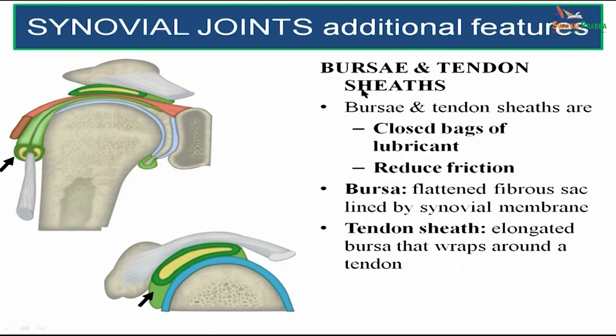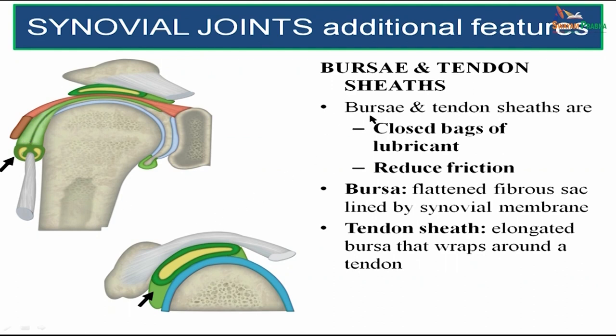In addition, synovial joints show some additional features, bursae and tendon sheaths. What are bursae and tendon sheaths? If you look at this picture, this is a tendon, this is the bone, and in between we are finding this structure which is like a bag. Here again, this is the bone, this is another bone, and this is the tendon, and we are seeing another tendon passing down covered by a bag-like structure filled with fluid.